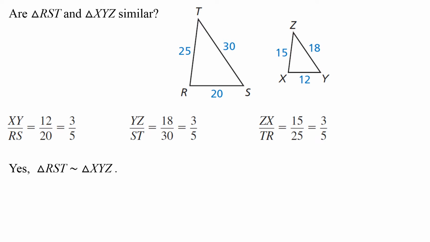Yeah, they're proportional, because every pair of sides reduce to the same scale factor. So in this case, we say K is 3/5.